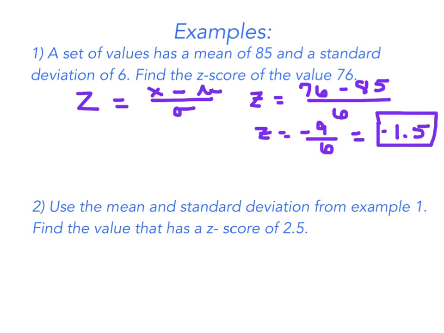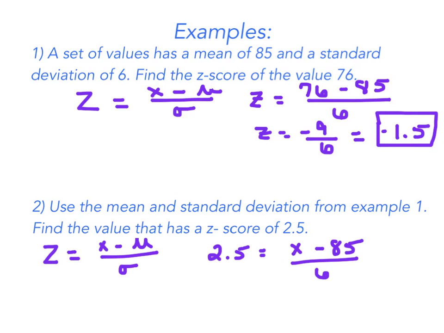Number 2. Use the mean and standard deviation from example 1, so the mean of 85 and a standard deviation of 6. And we want to find the value that has a z-score of 2.5. So this time we are given the z-score, so we are going to use the same formula, z equals the value minus the mean divided by the standard deviation. But this time we are given z. We are looking for the value, so we are looking for x. Our mean is 85, and our standard deviation is 6.